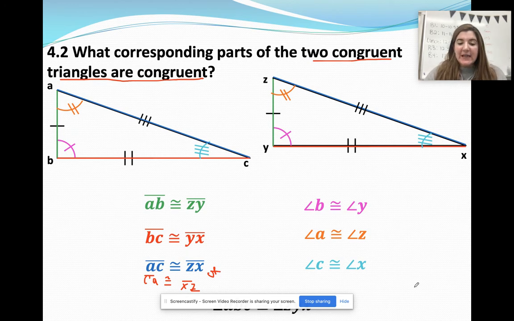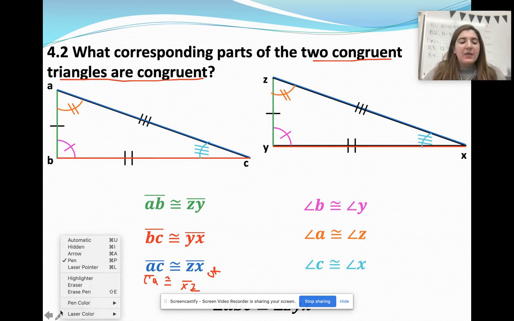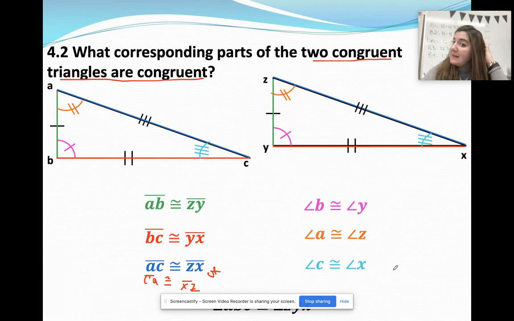And once we show that all 6 of those parts are congruent, we can say that triangle ABC is congruent to triangle ZYX. That is what we call our congruency statement. All right, that is a congruency statement. That's our end goal for our proof.